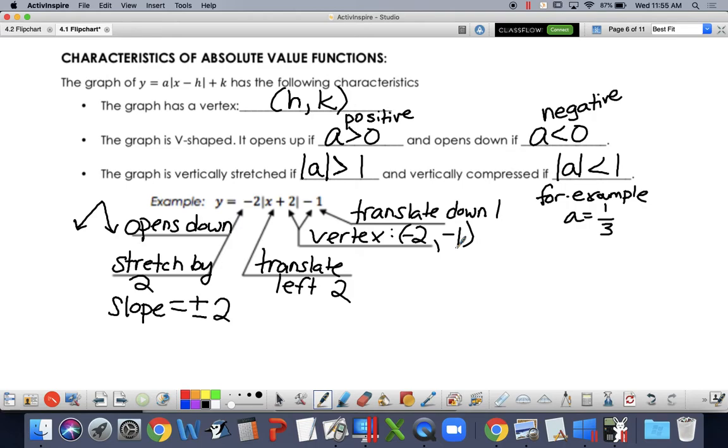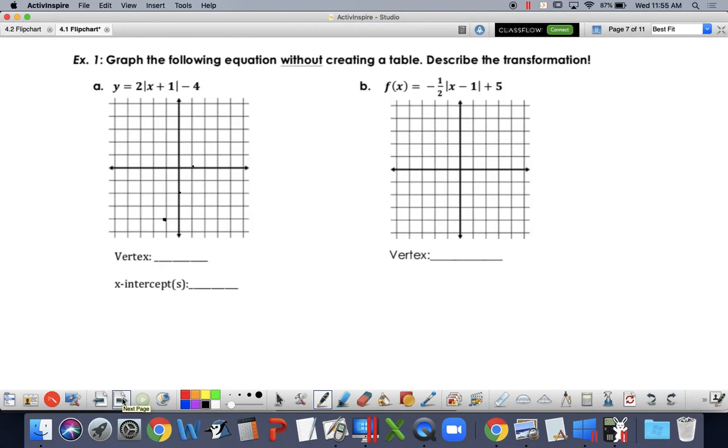So now that we have a map of how absolute value functions work, we're going to start graphing them, which is our learning target. On the next page, we have our first example, y equals 2 times the absolute value of x plus 1 minus 4. So here's how I like to do it. First, I write down, does it open up or open down? Up. Yep, opens up.